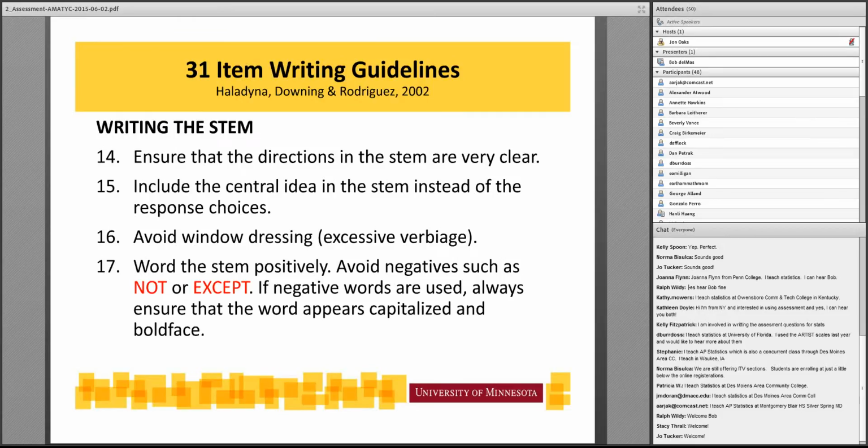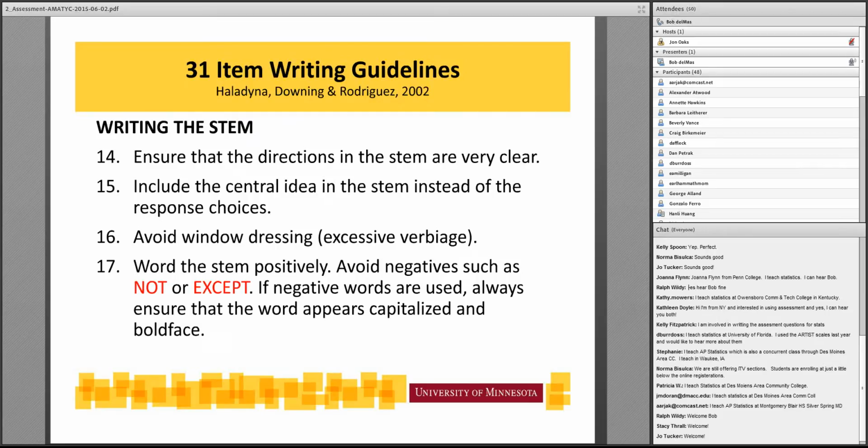In other words, the central idea of the question shouldn't appear in the response choices. That should be laid out right in the stem itself, the lead in to the response choices. And what's important there is that if you do it well, you don't have to repeat the central idea over and over again in each response choice. You state it once in the stem, and then the response choices are truly just responding to the question. Avoid extra verbiage. Get that stem reading as clean and lean as you can.